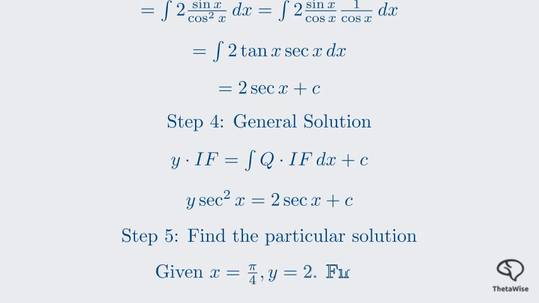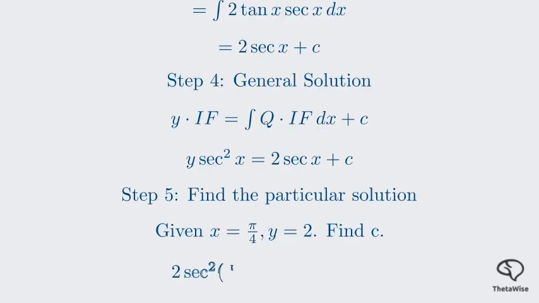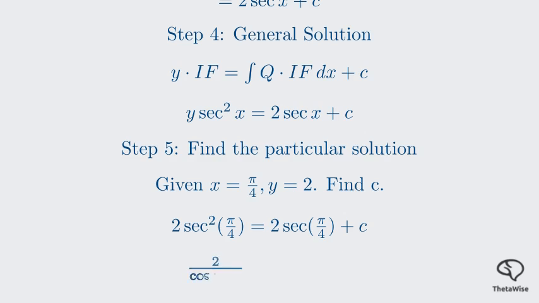We are given that when x is pi over 4, y is 2. We substitute these values into our general solution to solve for c. Remember that secant is 1 over cosine. So this becomes 2 divided by cosine squared of pi over 4 equals 2 divided by cosine of pi over 4 plus c. Cos pi over 4 is the square root of 2 over 2.